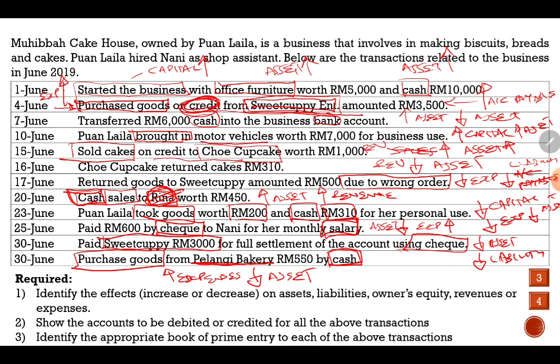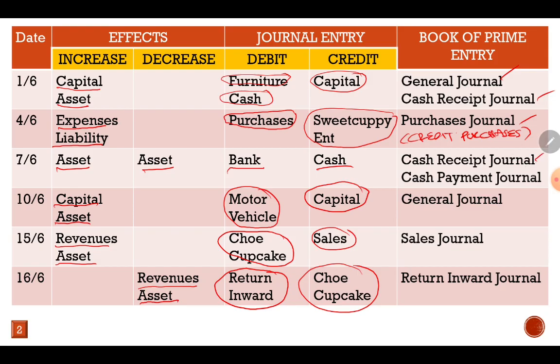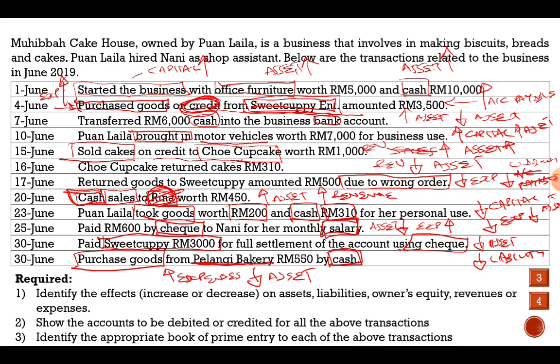Okay, on 7 of June, dia transfer cash into bank. Maksudnya dia ada dua, cash receipt and cash payment. Kenapa? Untuk bila cash keluar, cash out, yang tu dia akan record dalam cash payment journal. Tapi dia masuk balik dalam bank. So dia akan masuk dalam cash receipt journal. So dia effect ke dalam dua-dua lah. Cash receipt journal and cash payment journal. Okay, untuk dua-dua journal.